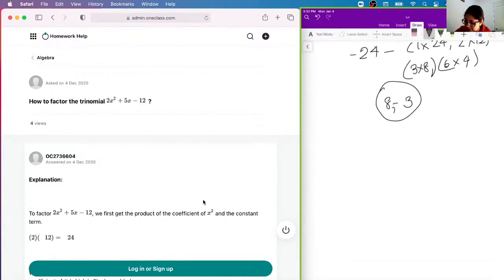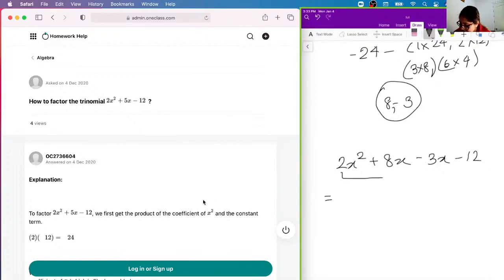So now what we're going to do, we're just going to say 2x squared plus 8x. So instead of writing the 5, we're going to replace it by our two numbers, which is plus 8x minus 3x minus 12. Okay, now it's just simple factoring. So we're going to factor this by two terms.